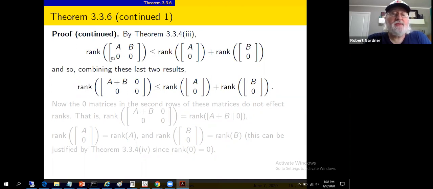So we've got the rank of this partitioned matrix. Oh no, we're doing it one piece at a time. Now Theorem 3.3.4 tells us that when we have this type of partitioning, we get less than or equal to, and this less than or equal to comes from the theorem, the rank of the left side plus the rank of the right side.